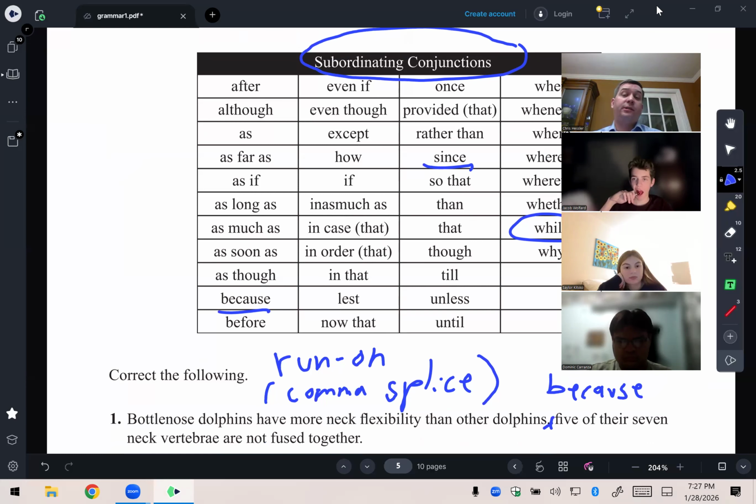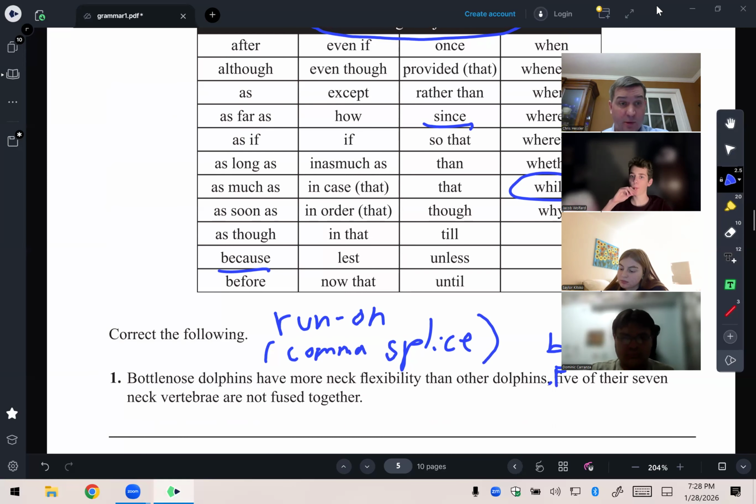If we turn the whole sentence around and we start with the dependent clause, there will be a comma. Because 5 of their 7 neck vertebrae are not fused together, bottlenose dolphins have more neck flexibility than other dolphins. So that would have a comma if we start with the dependent clause. If we start with the main clause, no comma. There's even another way we could correct this. Just make 2 sentences. Well, that's a common way to fix this. I'm just gonna put a period there, capitalize 5. Now we have 2 independent clauses. That's perfectly legal, right? All right, let's look at number 2.